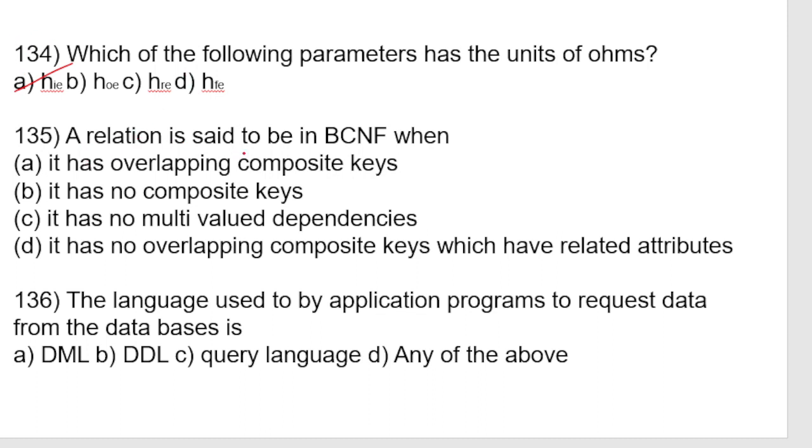A relation is said to be in BCNF when it has overlapping composite keys, it has no composite keys, it has no multi-value dependencies, or it has no overlapping composite keys which have related attributes. The option is D. The language used by an application program to request data from the databases is DML, DDL, query language, any of the above. So it is DML.